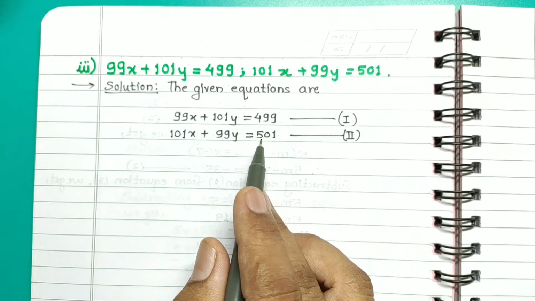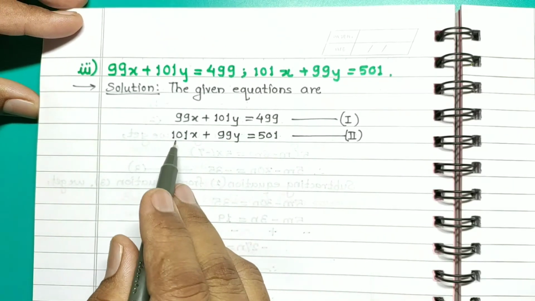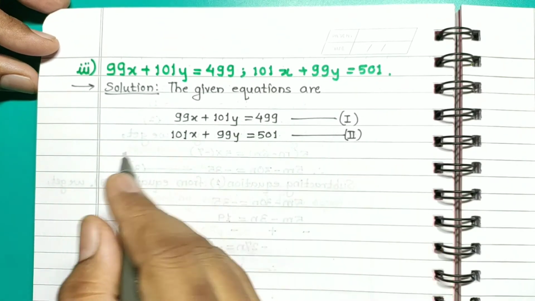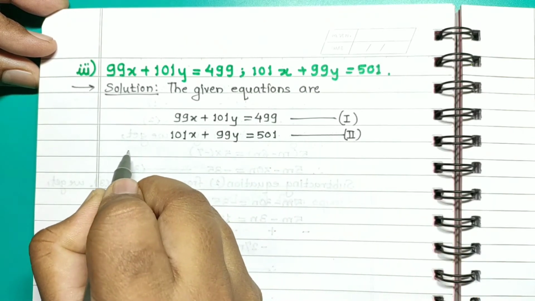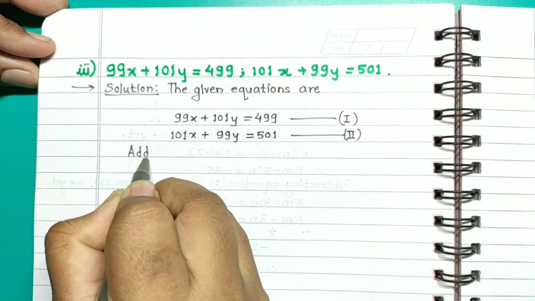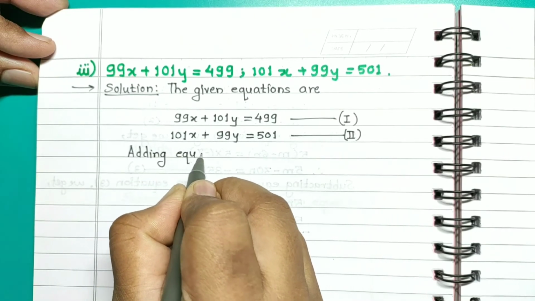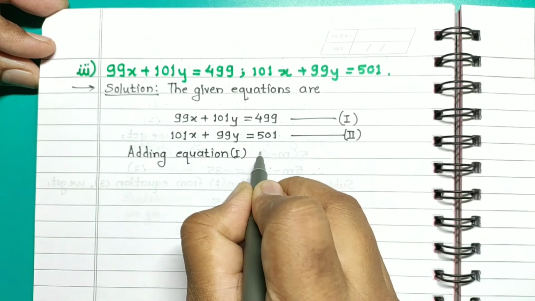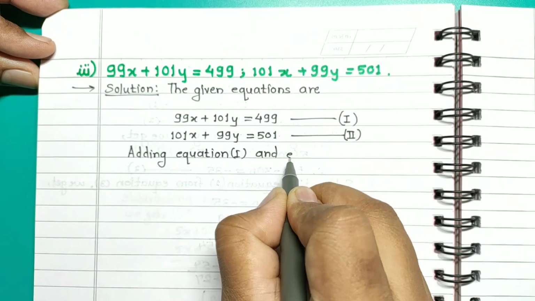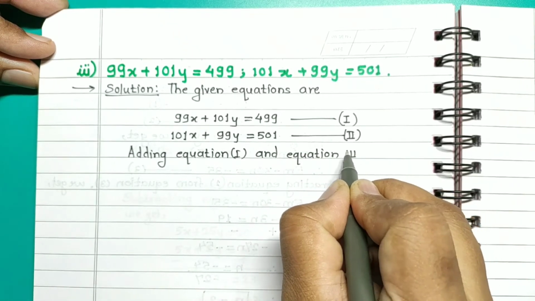Okay, let me apply that trick and then again I'll explain. So what we do in such a case, we add both the equations. So we have to add both the equations. Adding equation 1 and equation 2. Okay. And equation 2, what do we get?